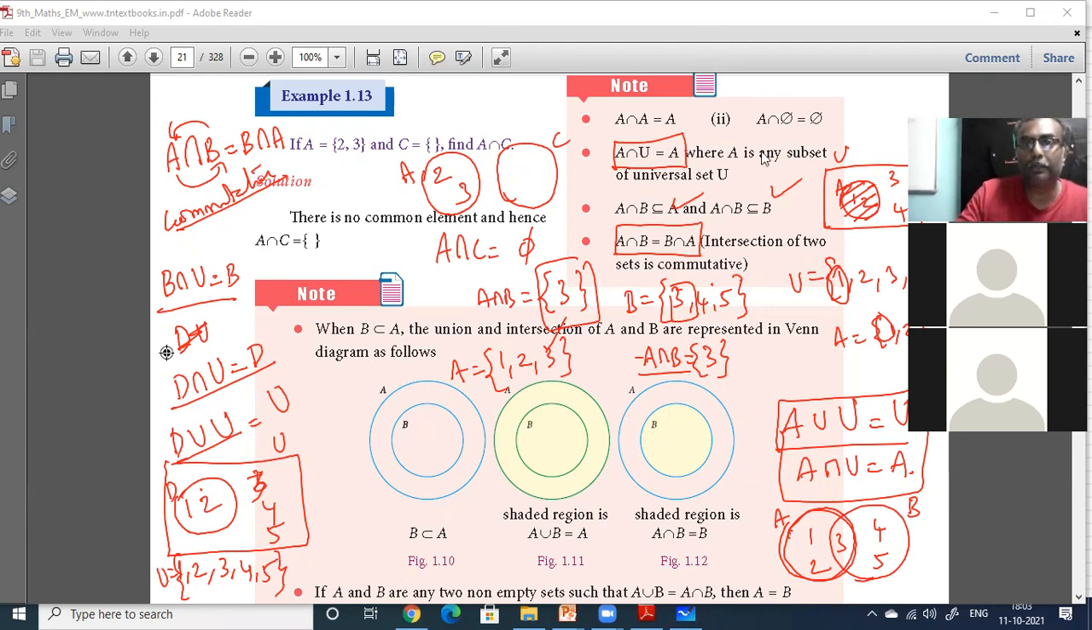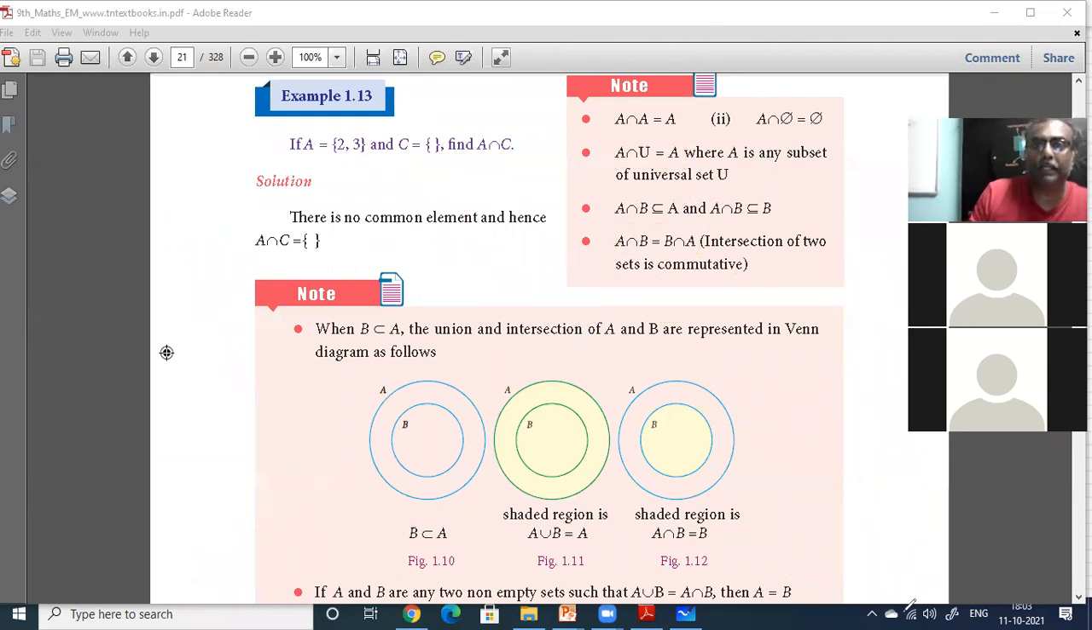Very simple to prove that. How to prove A intersection B is equal to B intersection A? Let us take this one. Let us draw first A intersection B.